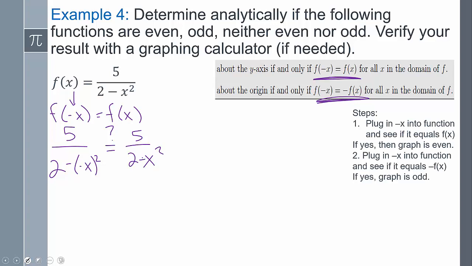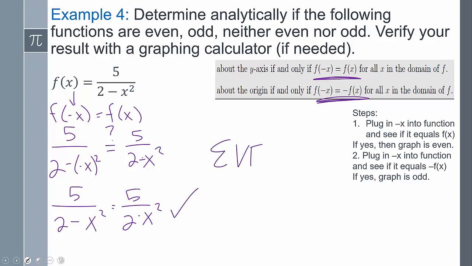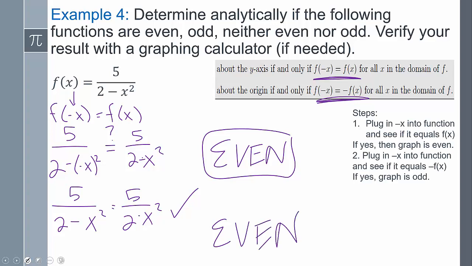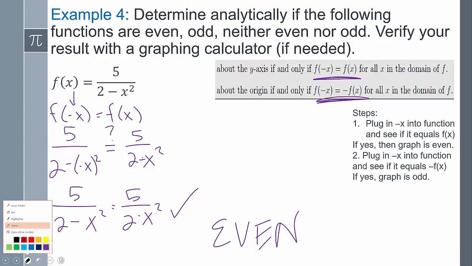Well, negative x squared is positive x squared. So I get 5 over 2, that minus is still there. And so the question is, is that true? And it's yes. So I can conclude that my function is even. Now, the functions will never be even or odd at the same time. So if you know that it's even, then immediately you know that it can't be odd. And then if it doesn't work for both even and odd, then you know that it's neither.